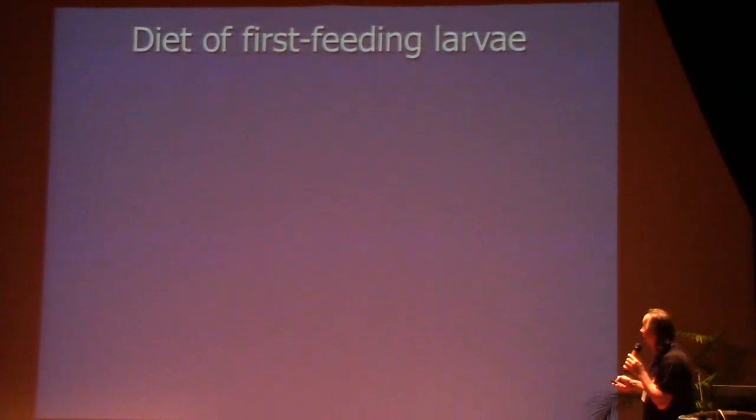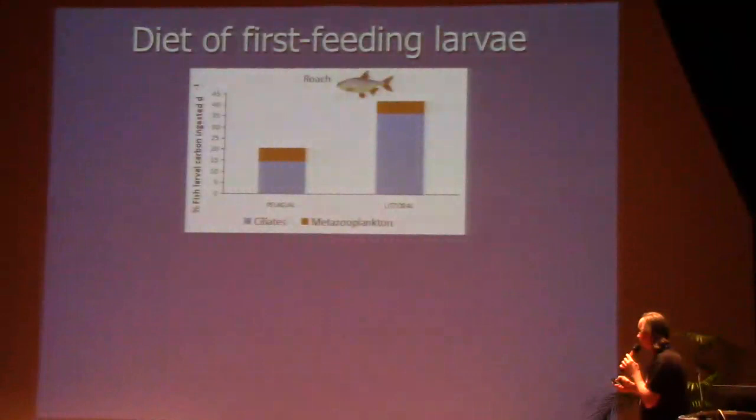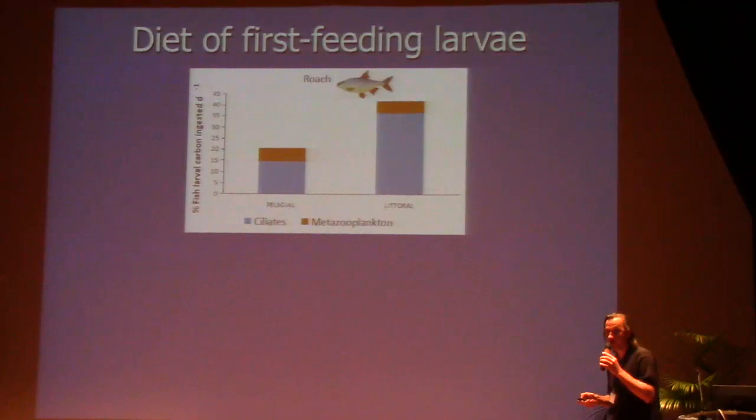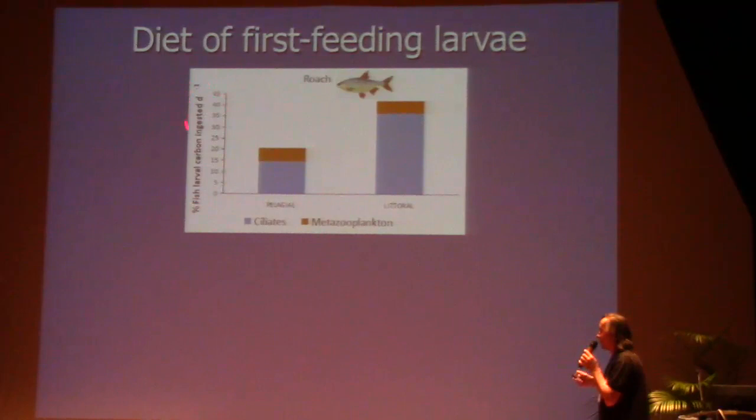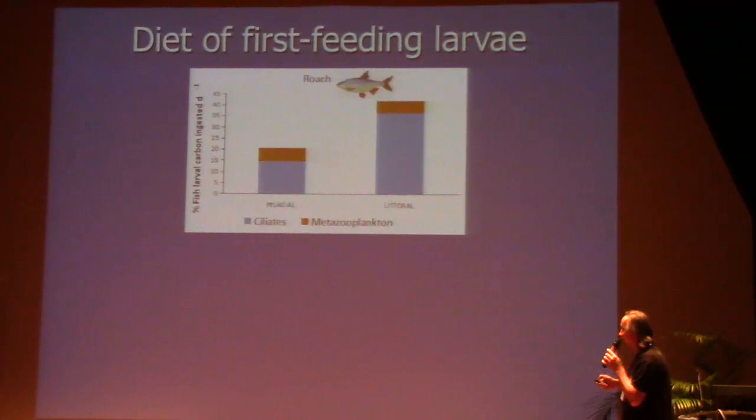And let's first look at the diet of first-feeding larvae. Roach. What we noticed, and what makes our study a little bit different, is that we also estimated the consumption of planktonic ciliates. And here is the percentage of larval carbon ingested by larvae per day. We found quite a big difference between the pelagial zone and the littoral zone. But in both zones, the ciliates formed a very big part of the total larval diet.